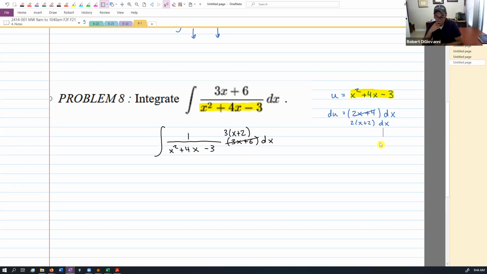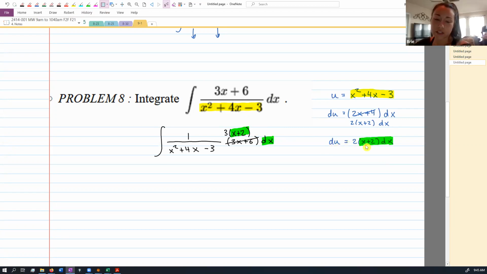So let's see, what could I do? Let me rewrite this. Here's where we are. We have du equals 2 times x plus 2 dx. And over here, we have that x plus 2 dx. We have that in both of them. But we don't have this 2. So Bree, what could I do here? 1/2 du. So divide by 2 on both sides.